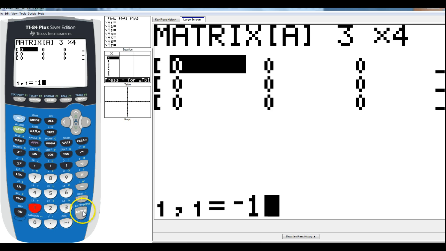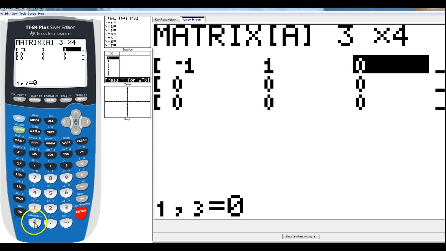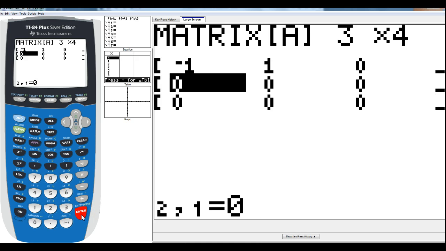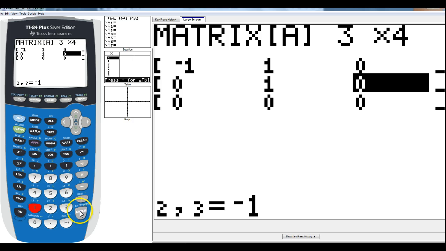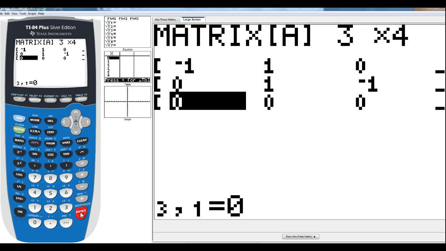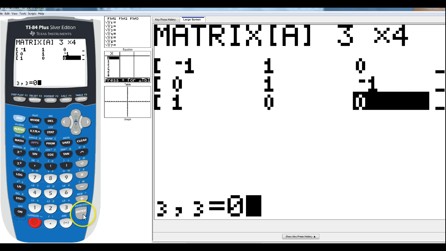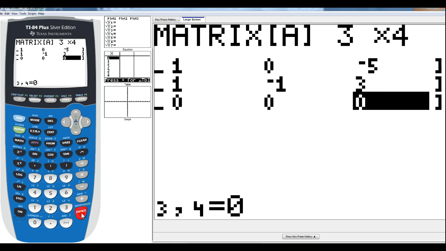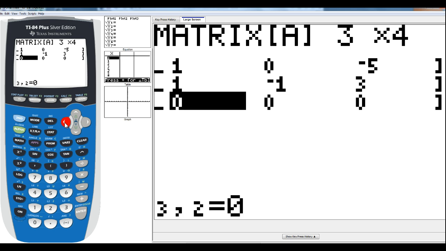and now it will give us our matrix where we can add our values in. And I'm going to do the first row, -1, 1, enter, 0, enter, -5, enter. Second row, 0, 1, -1, 3. And then the last row was 1, 0, 1, 0. So you can kind of check your matrix. You want to make sure you have your values correct.